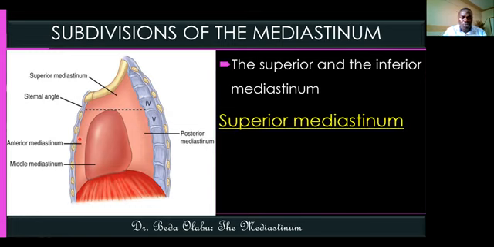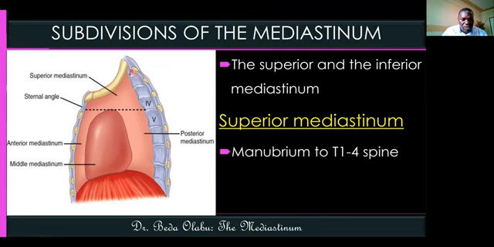Let's start with the superior mediastinum. Having said that this is the superior mediastinum, what are the boundaries of the superior mediastinum? It will extend from the manubrium of the sternum. Remember, the sternal angle is the junction between the manubrium and the body. So if the plane passed through the sternal angle, then the anterior boundary of the superior mediastinum is the manubrium of the sternum.